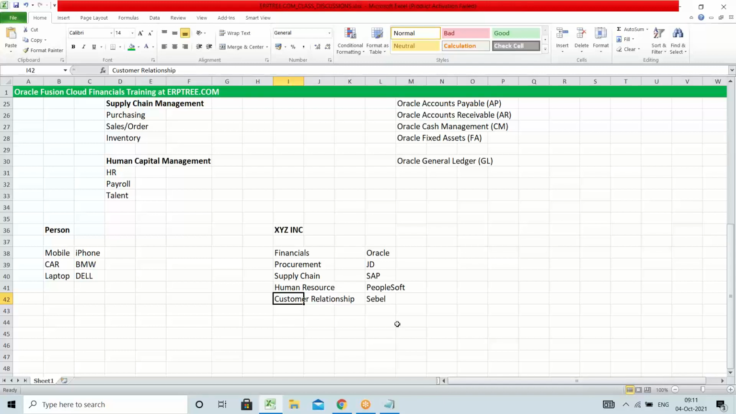But the point is, they can pick, but they have to connect all these Oracle products, the JD Edwards products, the SAP products, the PeopleSoft products and the Siebel products, because in the company, across all these departments, there should be communication to run the business process very smoothly. If they buy these different products from different companies, it is very challenging to connect.